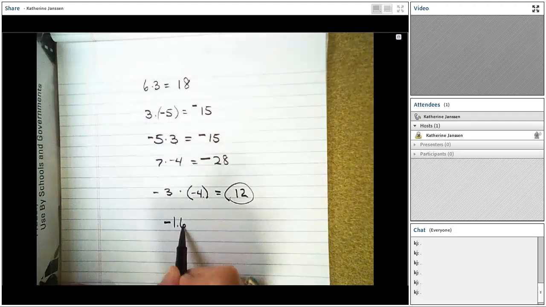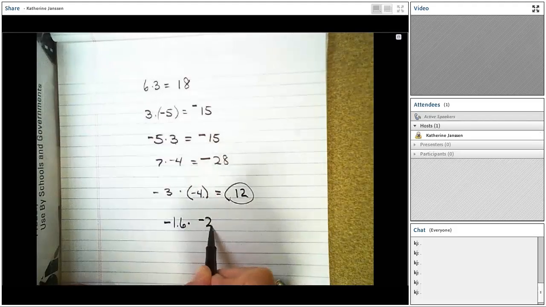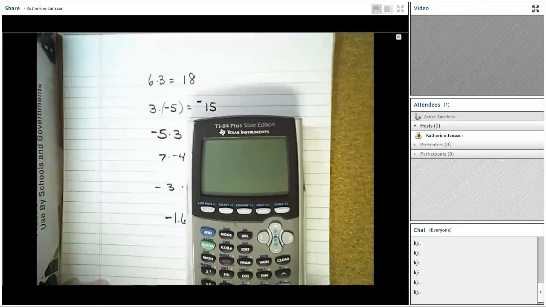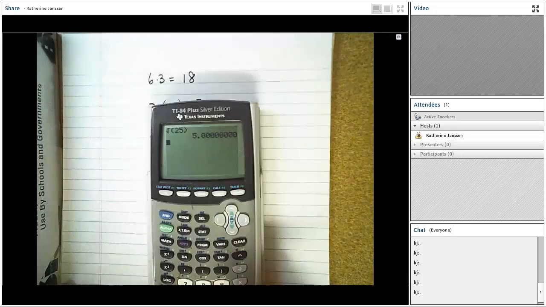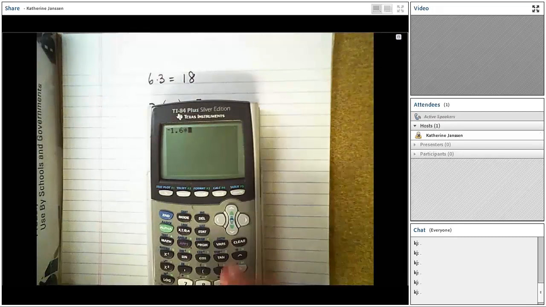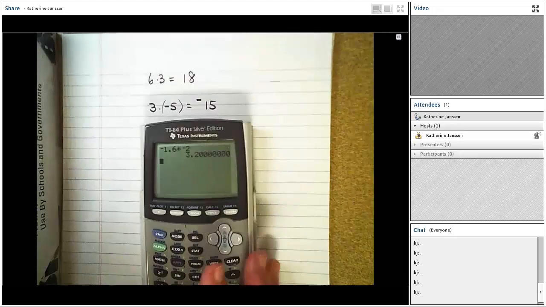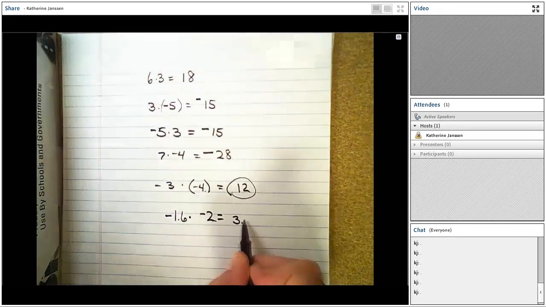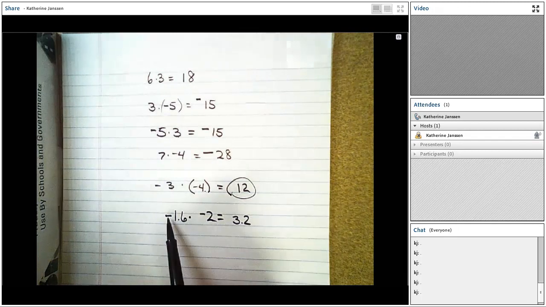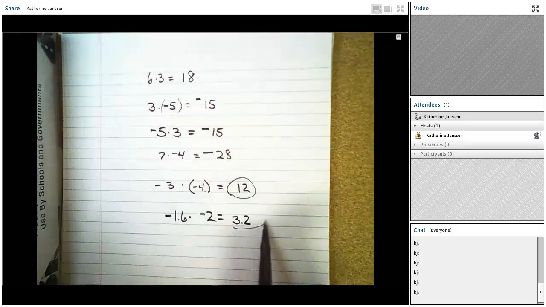Negative 1.6 times a negative 2. I get 3.2. Fix your sign. If the signs are the same, your answer is positive.